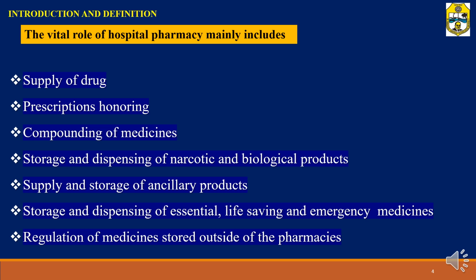But we can't say that because we are storing that particular medicine or that particular category of product outside our pharmacy, we are not having such kind of oversight over there. No, it is a responsibility of the hospital pharmacy to have regular monitoring, an oversight of the medicines which are stored outside the pharmacies in a hospital. So these are the important functions, or we can say the vital role, performed by the hospital pharmacy.